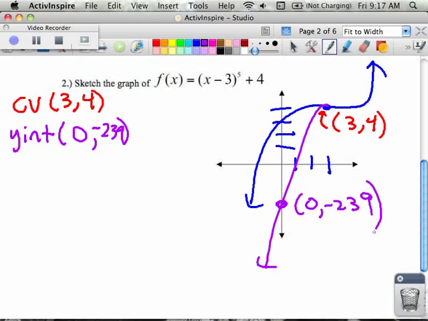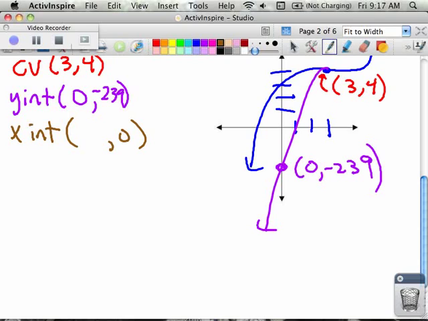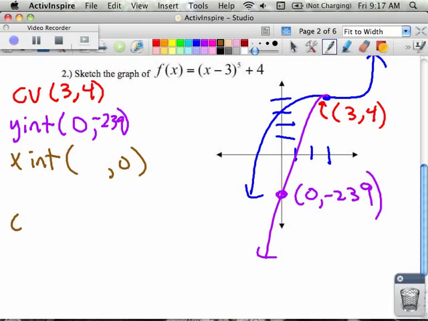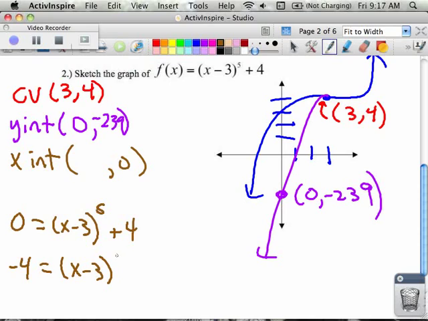And then, if I look for the x-intercept, which sometimes is a little more challenging, that means when the y value is 0. So in order to figure that out, I put a 0 in for the y. So in our equation back up here, that means I have 0 equals x minus 3 to the 5th power plus 4. Move the 4 over. I get negative 4 equals x minus 3 to the 5th.